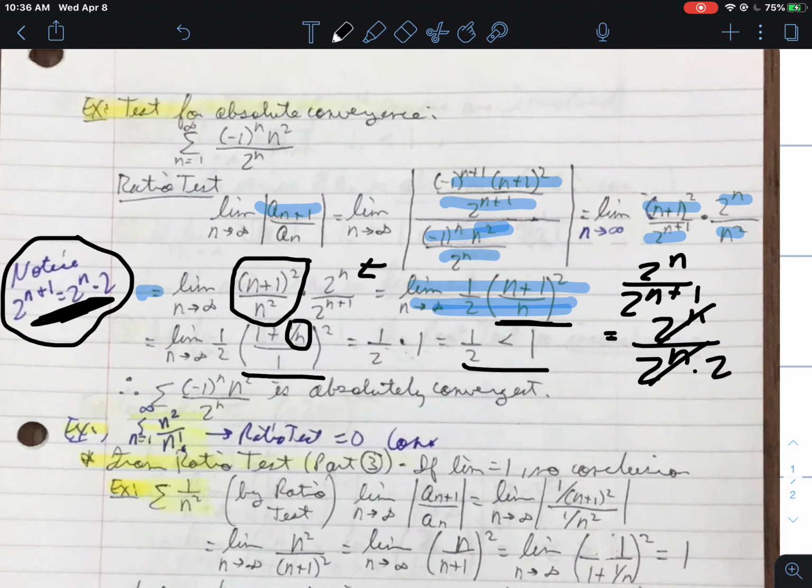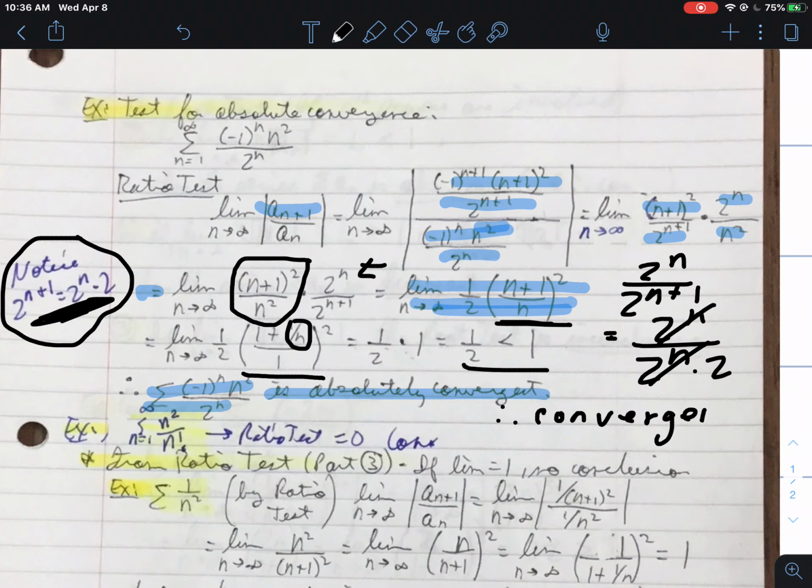And since that limit is equal to a constant, 1/2, which is less than 1, then that means that the series is absolutely convergent, right? Because that tells me that I have convergence of the absolute values. Now, since the series is absolutely convergent, then it is also convergent. So I'm going to say that the sum as n goes from 1 to infinity, negative 1 to the n squared over 2 to the n, is absolutely convergent and therefore convergent.